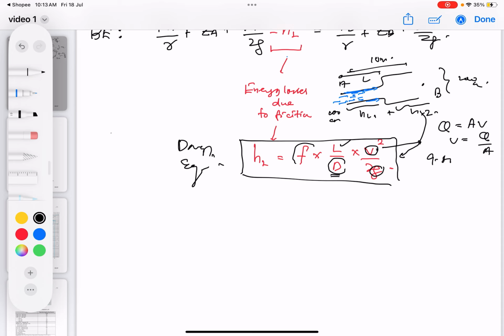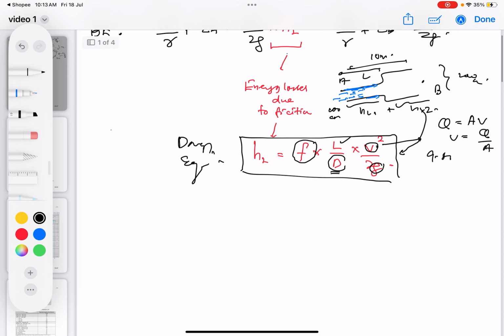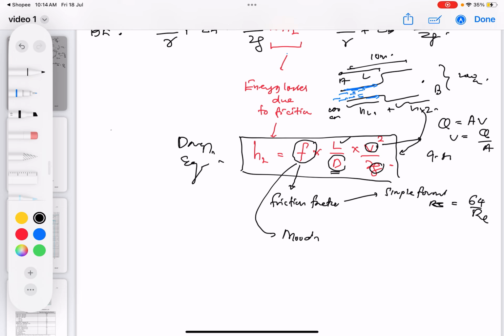The only unknown term here is the friction factor. The friction factor is slightly new for chapter number 6. The friction factor can be obtained either by using simple formulas, 64 over the Reynolds number, or I can also use the Moody diagram.